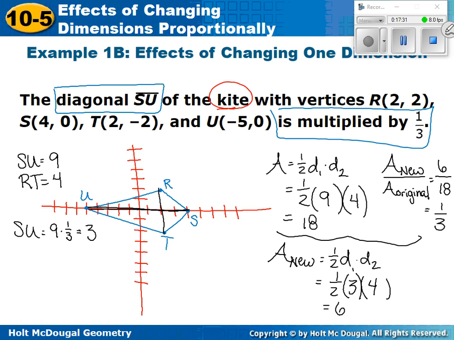So if you have a two-dimensional object and you multiply one of its dimensions by A, then the area should be multiplied by A. And that's the quick shortcut. That's the first one. We're going to learn 2 shortcuts. And if you don't understand the shortcut, every time find the original area, then do whatever it's telling you to do and find the new area. Divide the new by the old and it will tell you how many times you've multiplied your area by.